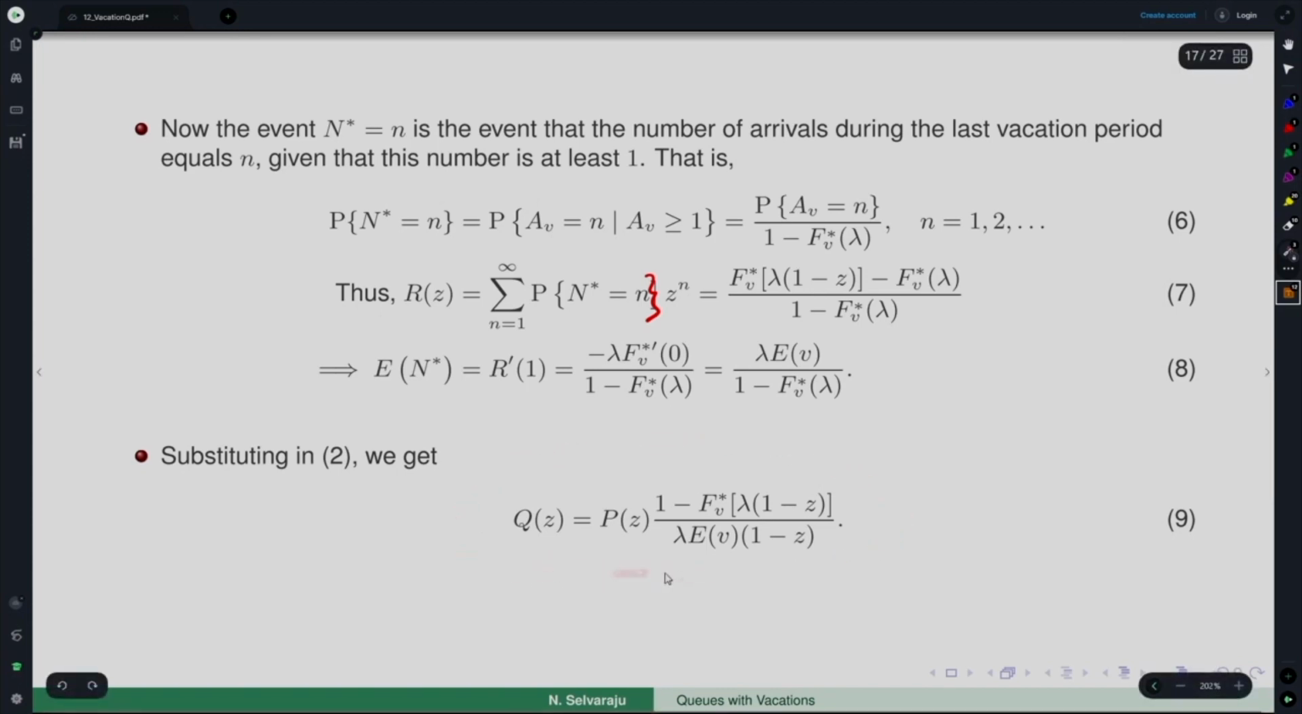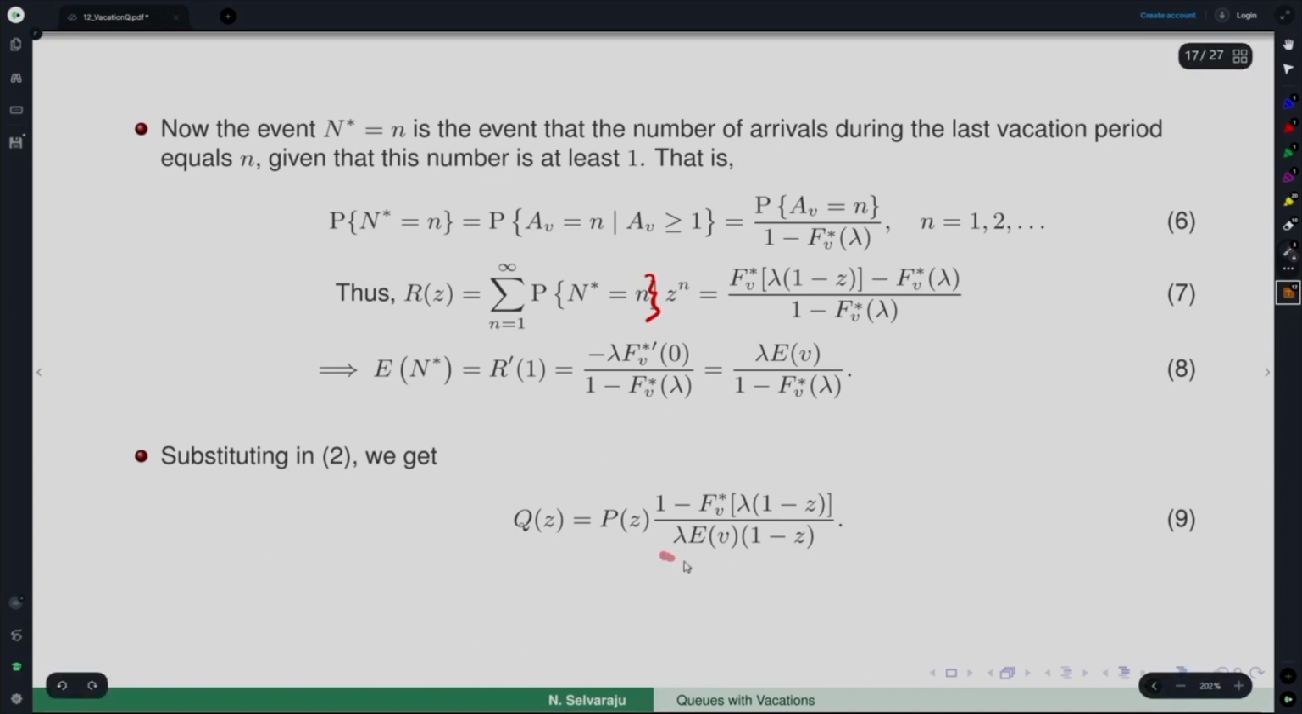Right. That is what you can obtain as this expression here. So, again, this is the decomposition. This is the usual PGF that you have for the number in the system in the usual M/G/1 without vacation, and the second term is the additional quantity that you would multiply this by to get the corresponding quantity of the M/G/1 with vacation model.